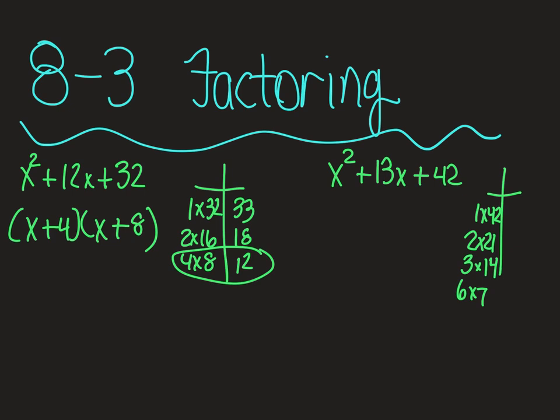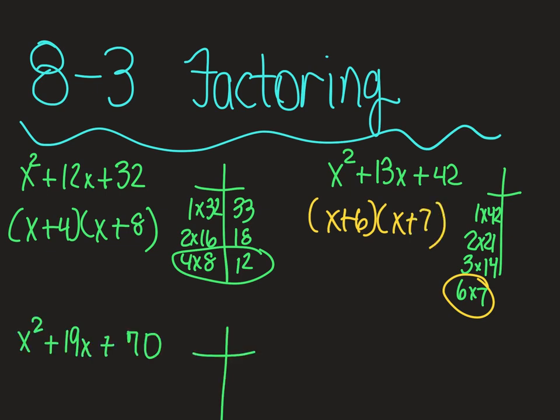All right, second example, x squared plus 13x plus 42. Here's all of the options that multiply to get our last term of 42. Which of these options will add to get our middle term? This option right here, 6 times 7. So I know one parentheses is x plus 6, and I know the other parentheses is x plus 7.